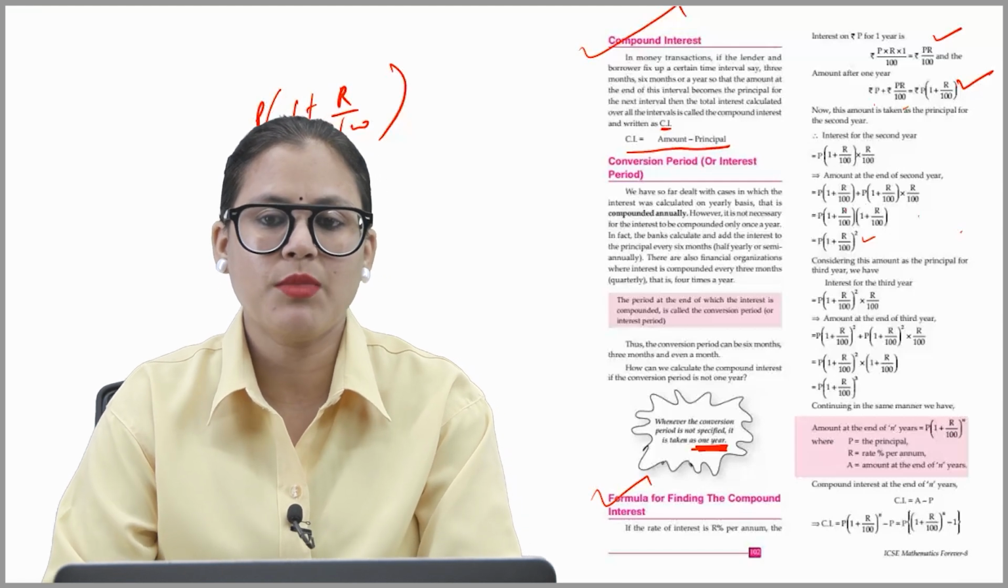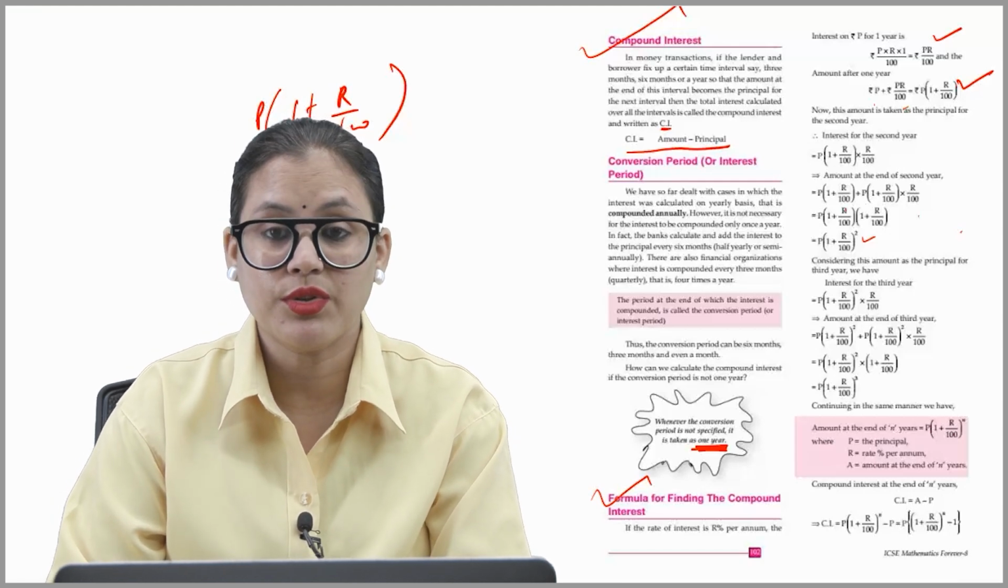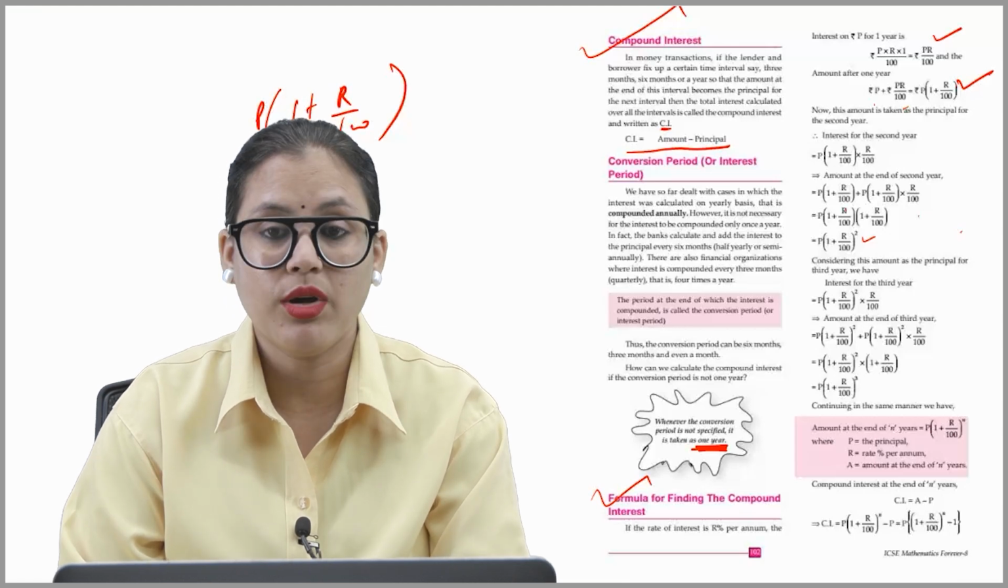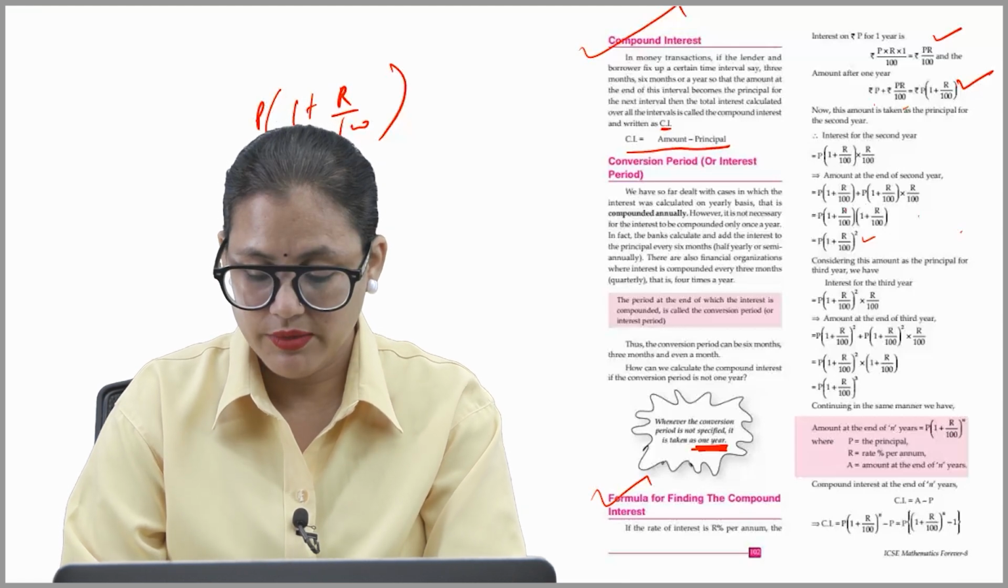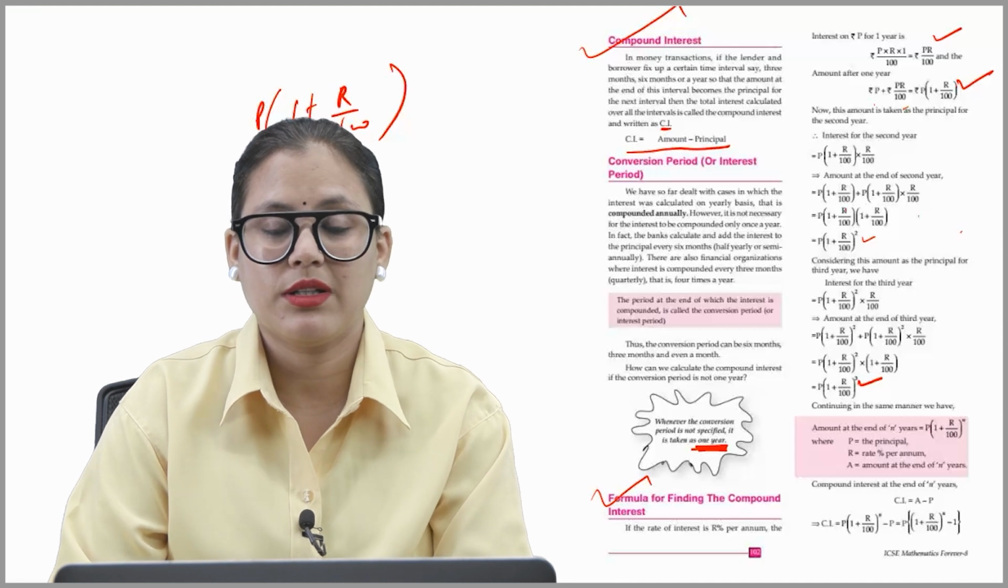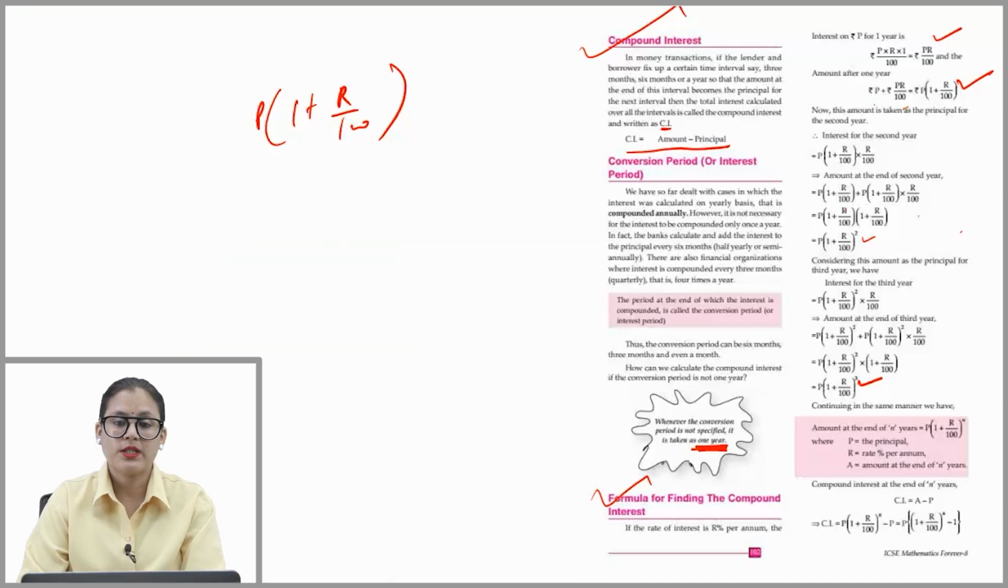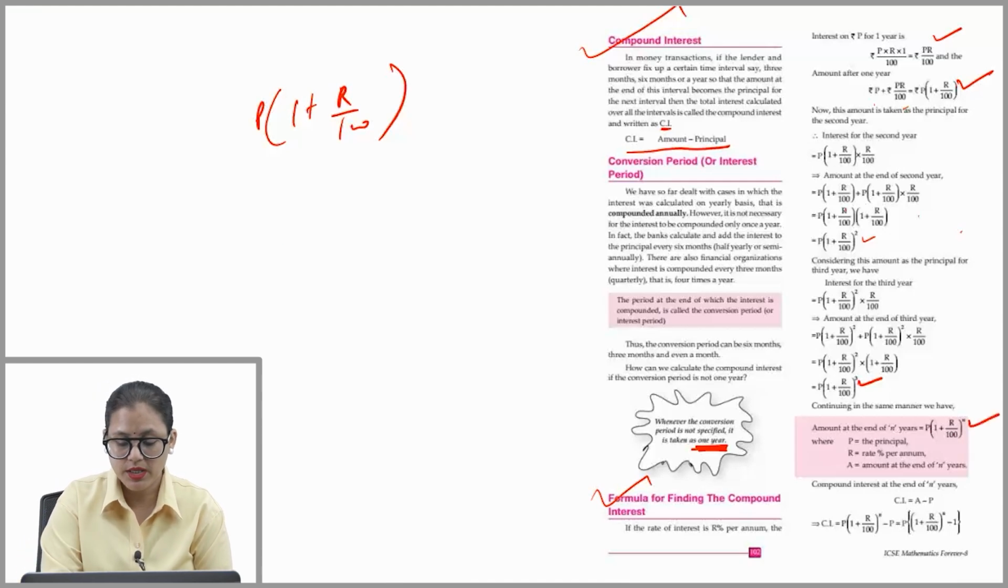So, considering this amount as the principal for the third year, we have interest for the third year. Okay, so what will you do? This formula plus R upon 100. Okay, so we will get this formula, that is P(1 plus R upon 100) raised to the power 3. So, continuing in the same manner, we have the amount at the end of n years is equal to P(1 plus R upon 100) raised to the power n.